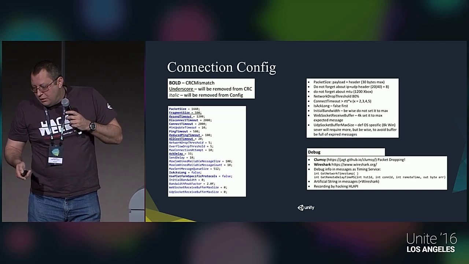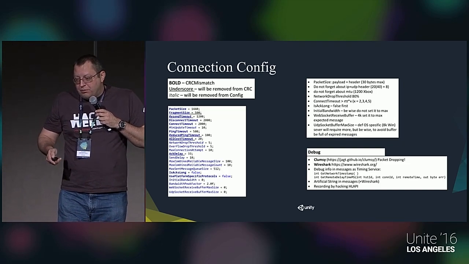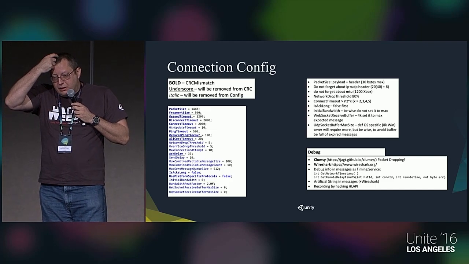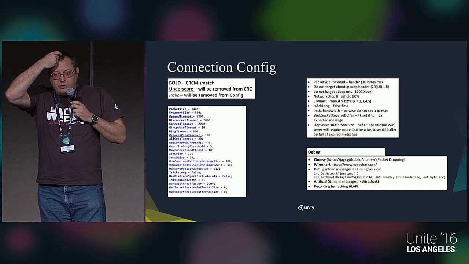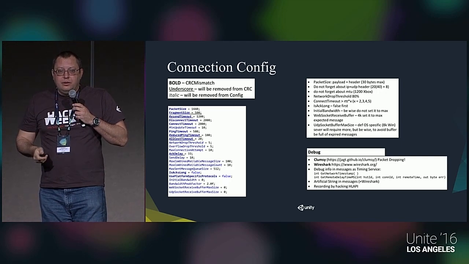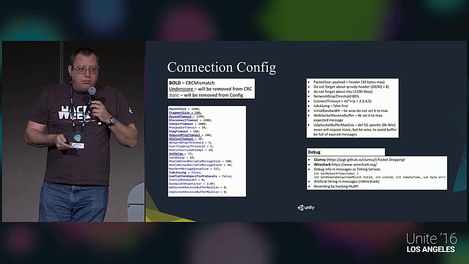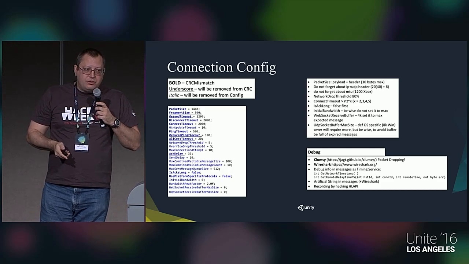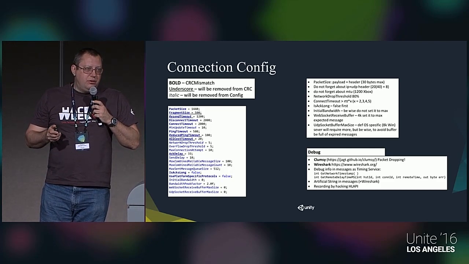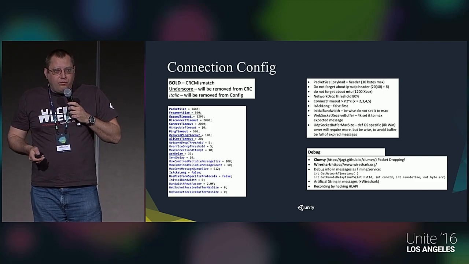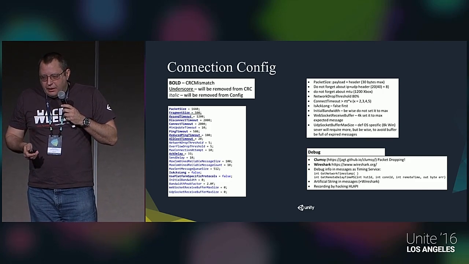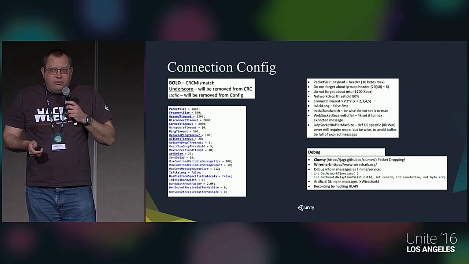For debugging, I recommend, first of all, on Windows using Clumsy. It's a network simulator which can simulate lag and drop packets. It's a very useful tool, very easy to use. As well as the very helpful Wireshark, where you can actually check what you send.